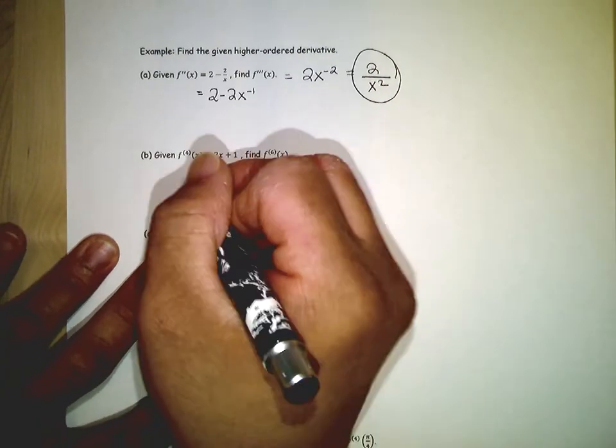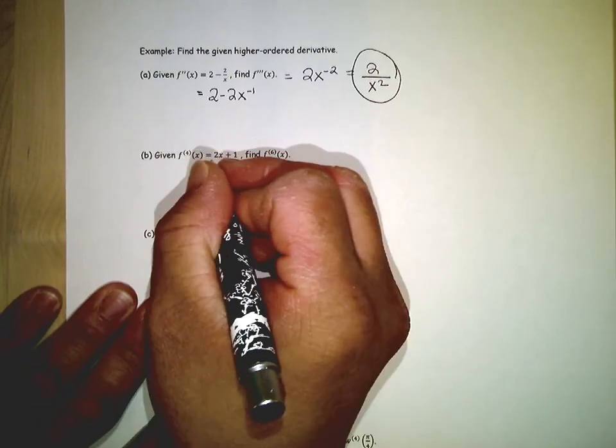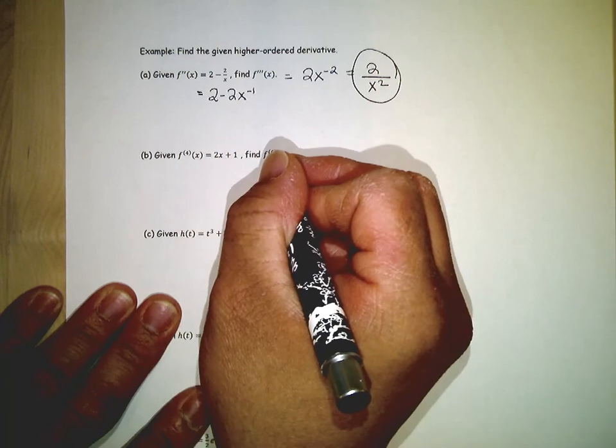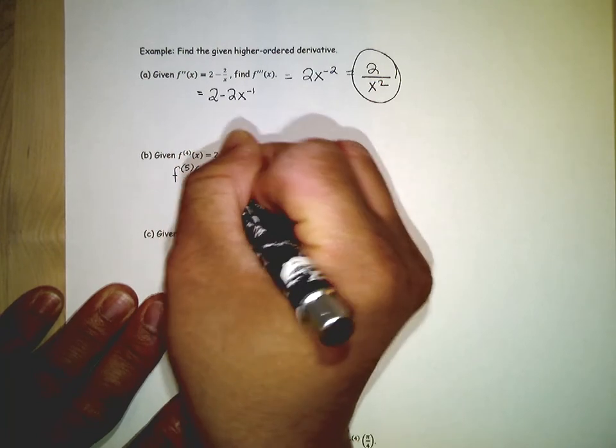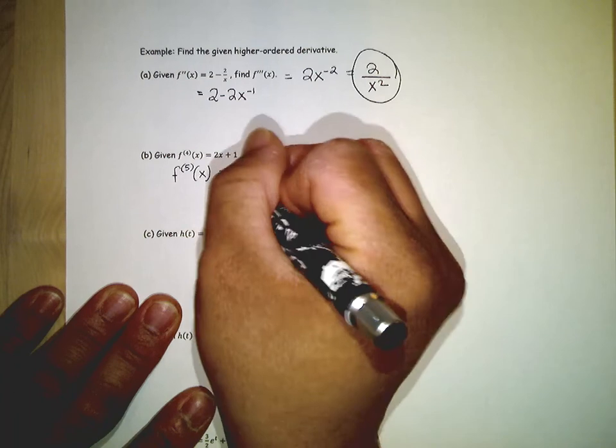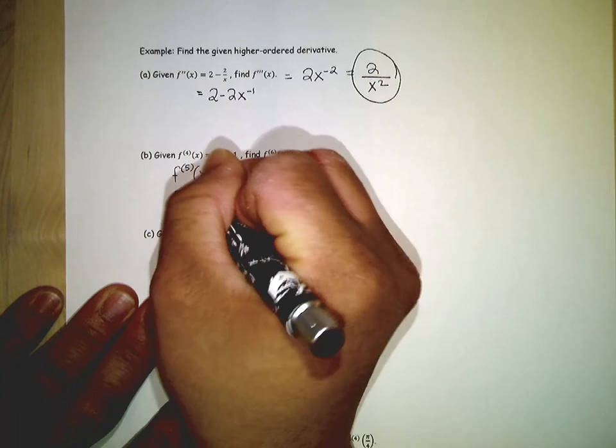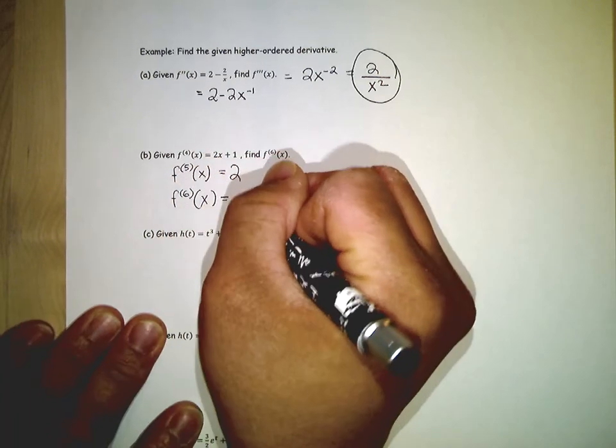All right, here we go. If the fourth derivative is 2x plus 1, find the sixth derivative. So the fifth derivative will be the derivative of 2x plus 1, which is 2. And the sixth derivative will be 0.